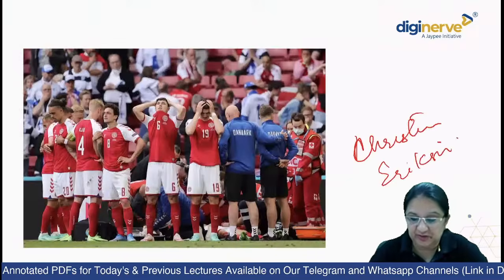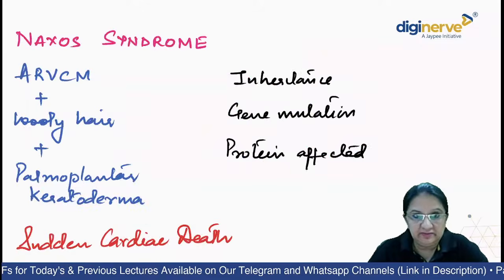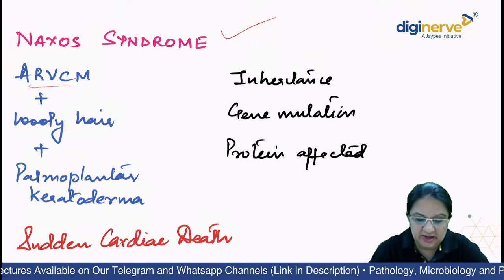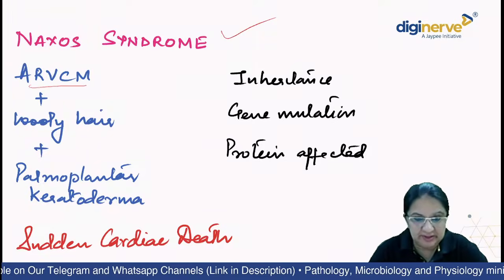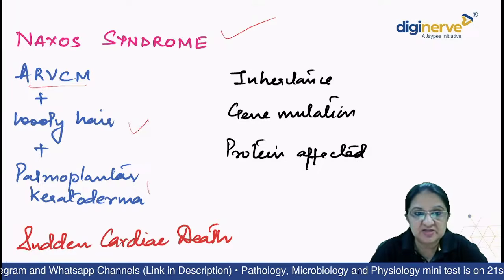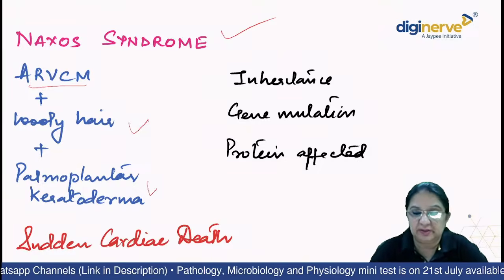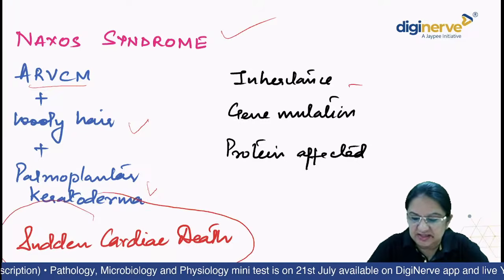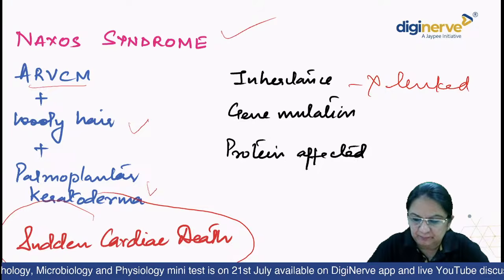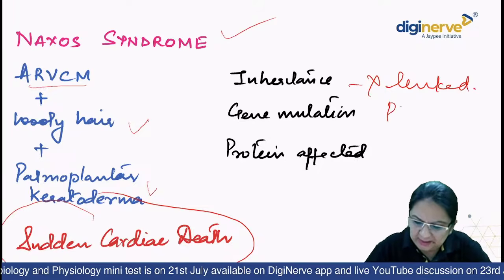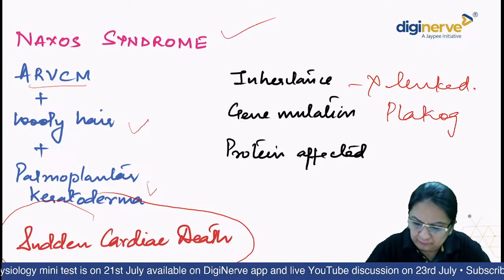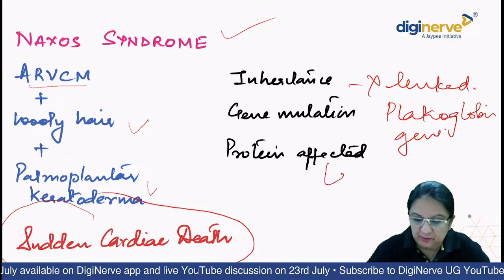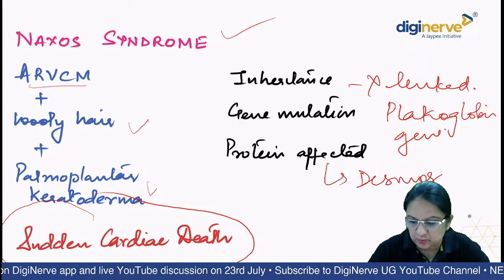Okay, hypertrophic cardiomyopathy. Then we also have something called Naxos syndrome. In that, you have arrhythmogenic ventricular cardiomyopathy plus woolly hair plus palmoplantar keratoderma. Okay, this results in sudden cardiac death. It's autosomal recessive inheritance. And here also, the plakoglobin gene is mutated and the protein affected is again desmosomes.